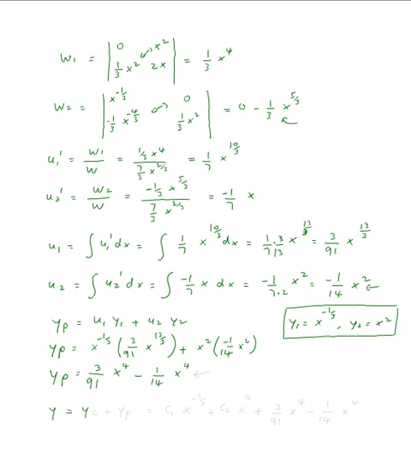Now y is equal to yc plus yp. Remember, yc is c1x to the negative 1/3 plus c2x squared, and then plus yp, which is right here, 3 over 91 x to the 4 minus 1 over 14 x to the 4th, and that's it for this example.